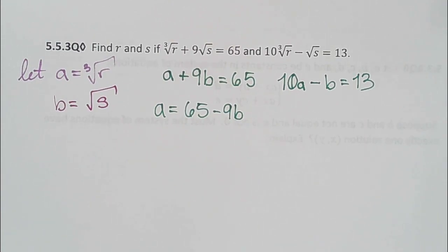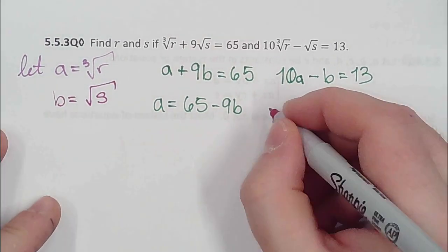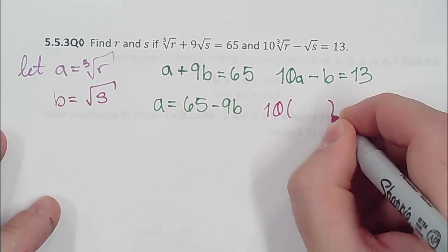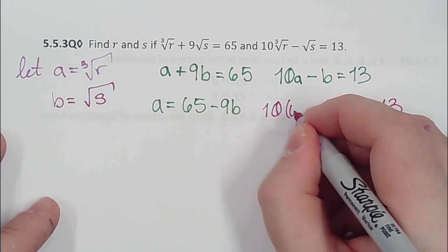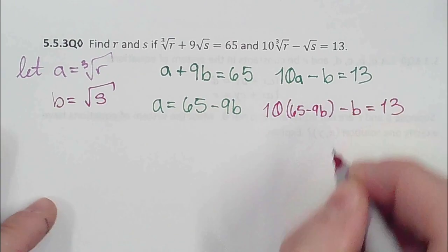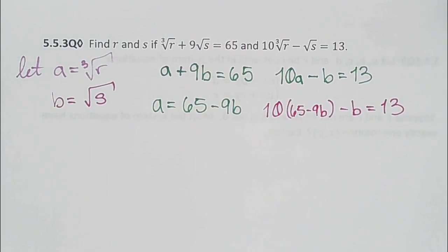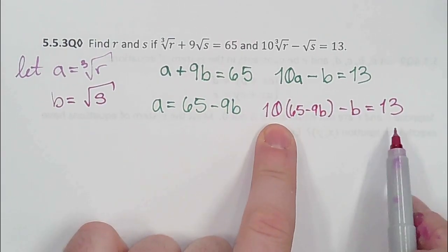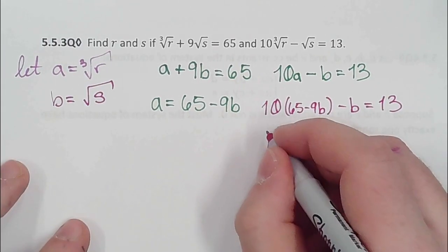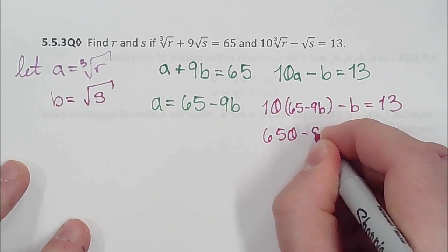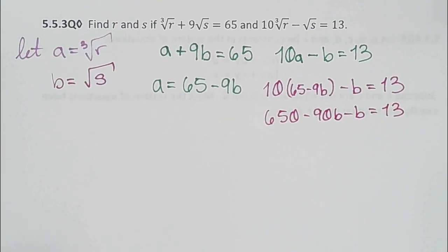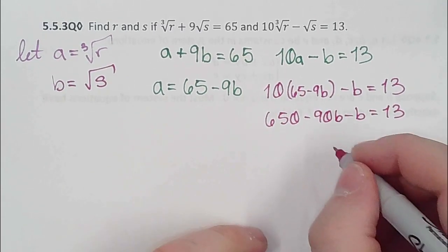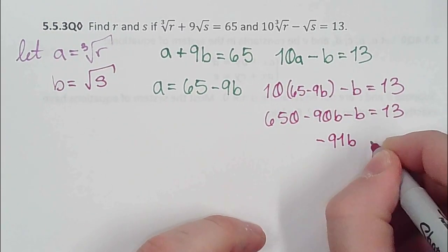So now we do substitution. So let's replace A in the other equation, right? Don't plug it back into itself. 10 times whatever A is minus B equals 13. And what is A? Well, we said A is 65 minus 9B. All right, so I can't divide everything by 10, so I guess I should just distribute that 10. We're going to get 650 minus 90B minus B equals 13. And if we get all our B's together, it looks like negative 91 B's in total.